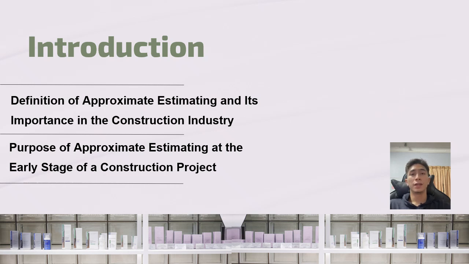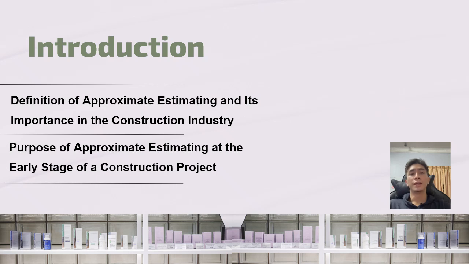In the construction industry, approximate estimating is highly important because it helps clients, developers, and consultants make early financial decisions. It provides a quick overview of the potential cost of a project, allowing stakeholders to determine whether the project is financially feasible. Additionally, it is useful for comparing different design alternatives, preparing feasibility studies, and conducting preliminary discussion with contractors or investors. By providing early cost indications, it supports better budget planning and reduces the risk of financial overruns in later stages.